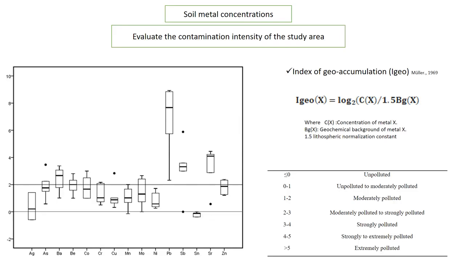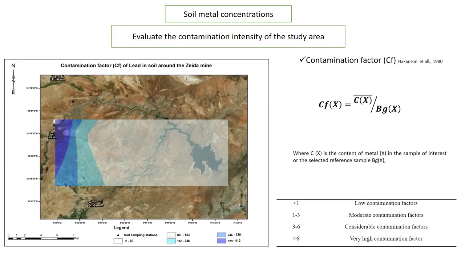As you can see on the figure, the metal that presents an extremely high risk value is lead. However, the remaining metals are moderately to strongly polluted, while only silver and tin do not present a risk in the study area. The contamination factor is used to describe the contamination of a given toxic substance.